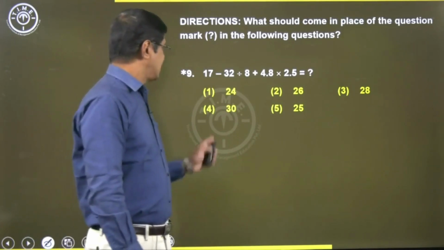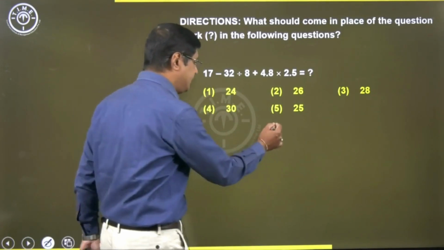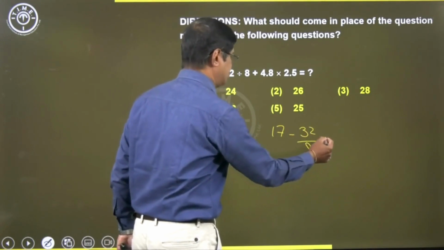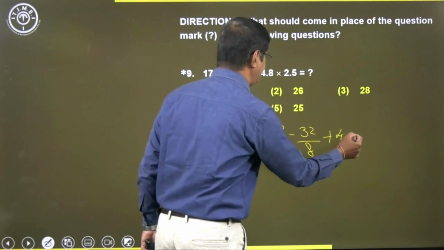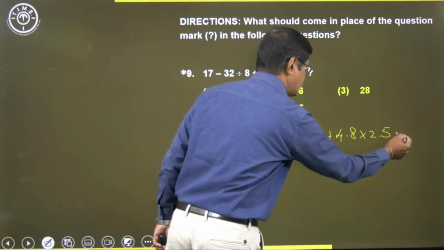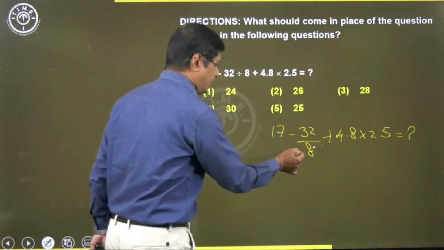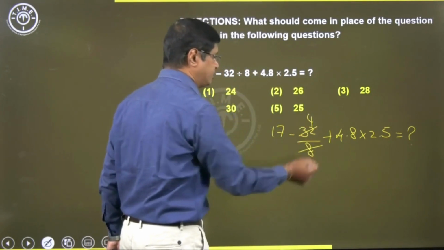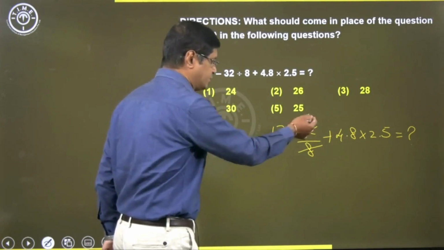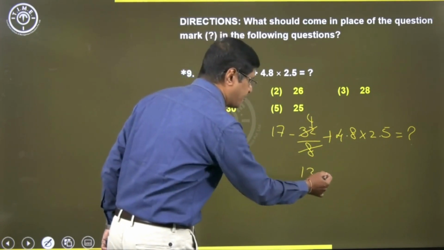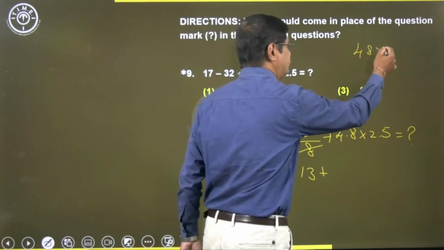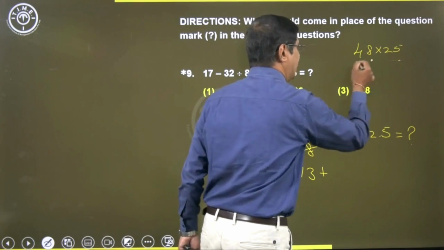Look at the next example. 17 minus 32 by 8 plus 4.8 into 2.5 equal to question mark. 8, it goes exactly 4 times. What is the sum of these two numbers? 17 minus 4, that is 13. What about the cancellation here? 48 into 25 by 100.